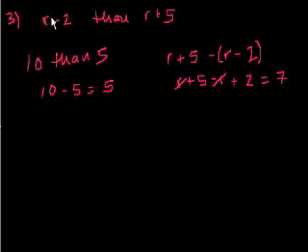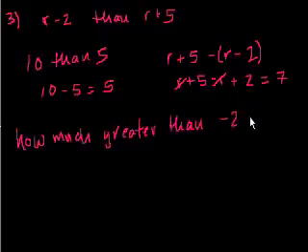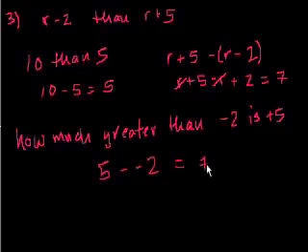But the easiest thing would be, let me just assume that r is 0, because it shouldn't matter what r is. So if r was 0, then the question is how much greater than negative 2 is plus 5, right? I just assumed that r is 0. And then you would do the same thing. You do 5 minus negative 2, which is equal to 7. And you could draw them on the number line if you wanted to visually approach this problem.